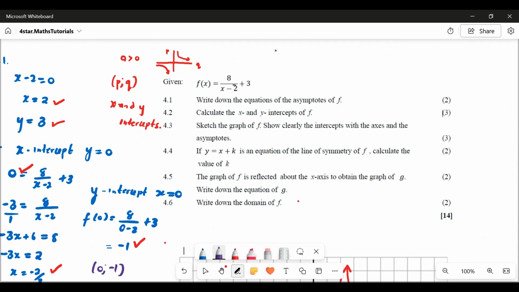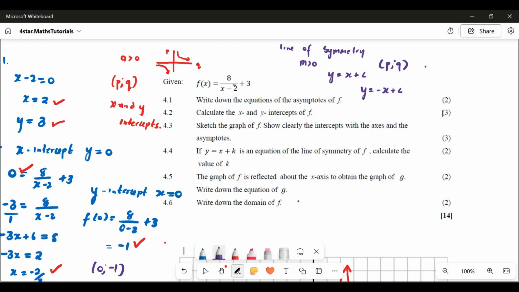Remember, we are having a line of symmetry. In a hyperbola, we have the one with the positive gradient, which is defined by this equation. We also have the one with the negative gradient, which is defined by this equation. Then all those lines pass through the asymptote, meaning we must use these coordinates.